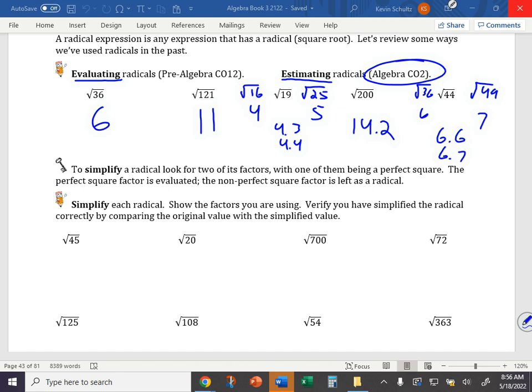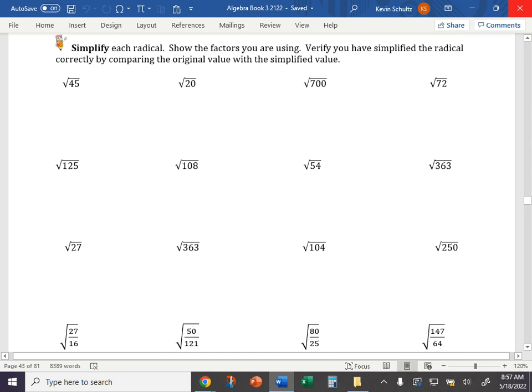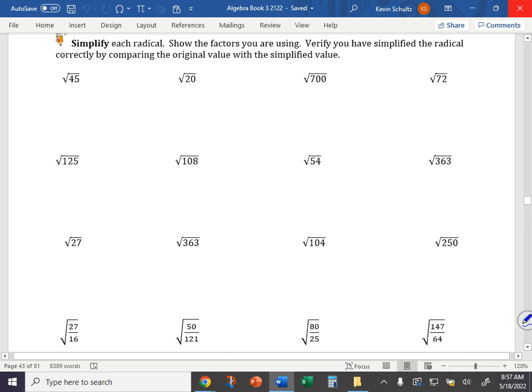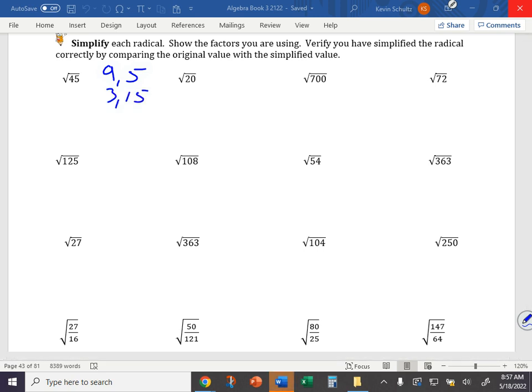So anyway, your calculator is not going to be able to do this for you because we are going to be looking to simplify a non-perfect square. When you put a non-perfect square in your calculator, what do you get? A decimal. Your calculators can't do this part for you. So here's the process. When we want to simplify a radical such as root 45, we're looking for factors of 45. Factor the 45. 9 and 5 is one factor pair. What's another factor? 3 and 15 is another factor pair. 1 and 45 is also a factor pair.